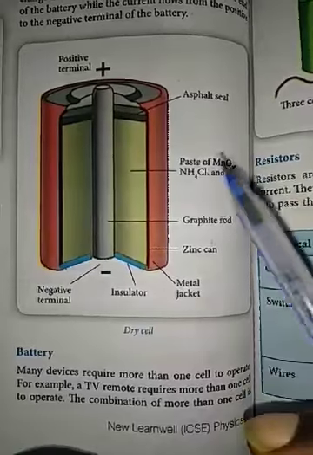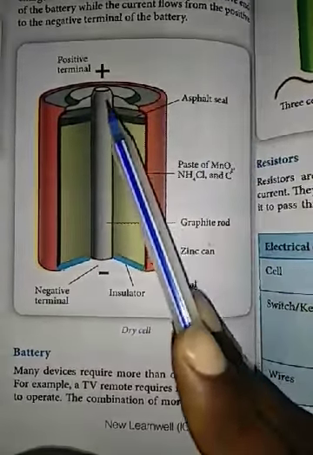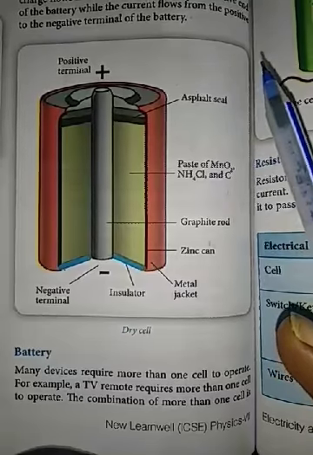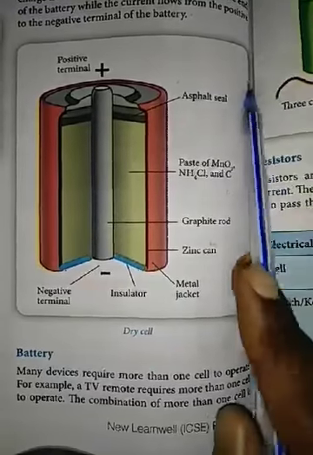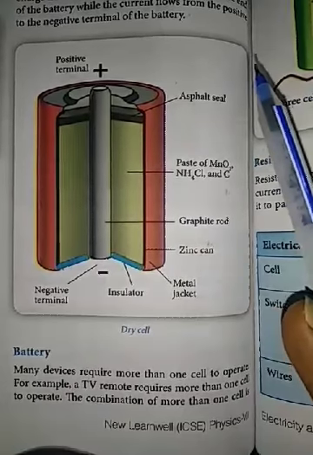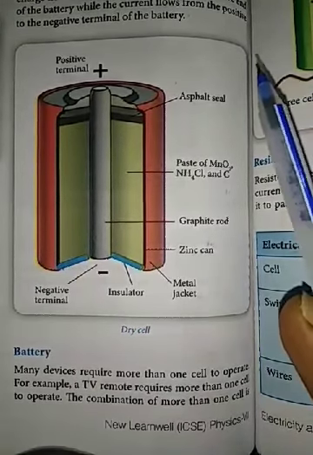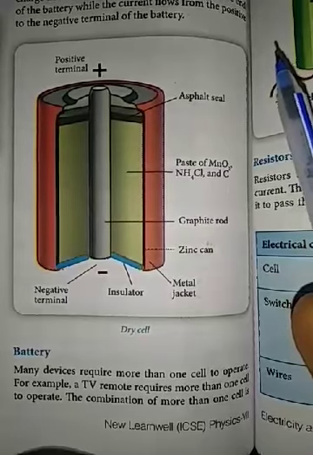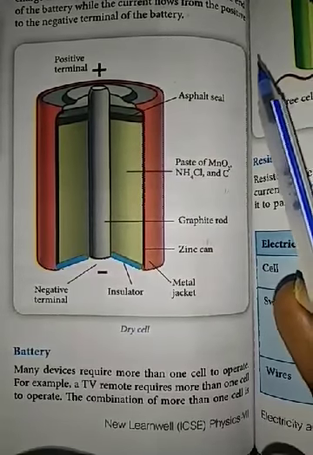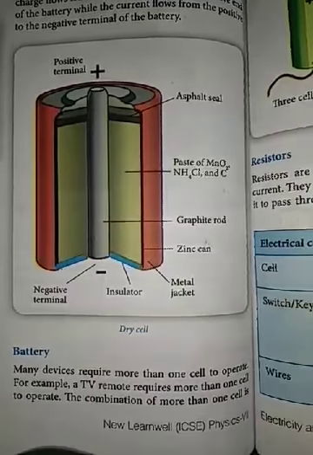If the tip of the metal cap and the base of the metal disc are connected by a wire, electric current flows. Electric current flows in the direction opposite to that of charge. The negative charge flows from the negative end to the positive end of the battery, while the current flows from the positive to the negative terminal of the battery.